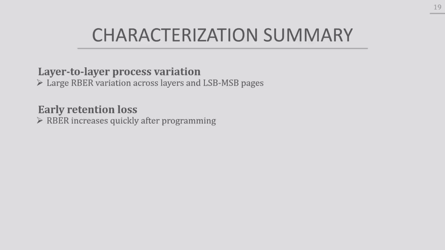So as a summary, we have introduced two new phenomena that are unique in 3D NAND. One is the layer-to-layer process variation, and another is early retention loss. So earlier you used M as the number of layers. What's M in practice? How many layers are there in practice? In the generation that we characterize, it is 30-something layers, 30 to 39 layers, and in the latest generation there are 64 layers up to 96 layers.